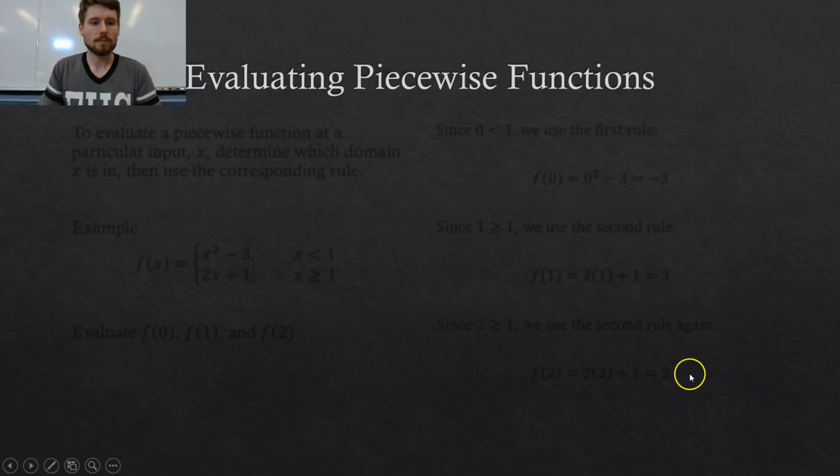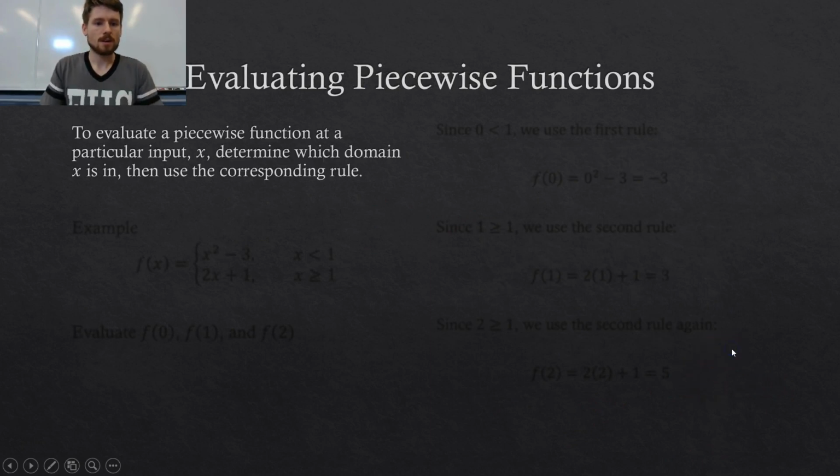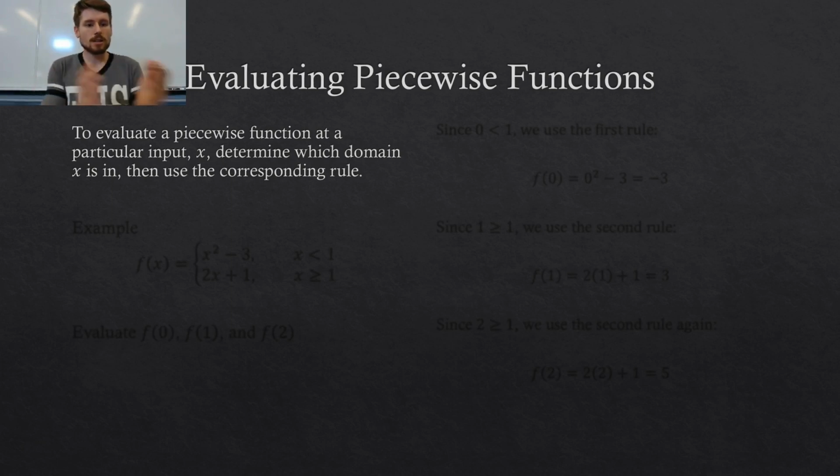All right. So let's try to evaluate some stuff. How do you evaluate piecewise functions? To evaluate a piecewise function, you determine which domain you're looking at. So you have an x, you have an input, you want to find the answer. You determine which domain this x falls into. Then you use the corresponding rule. Whatever rule is to the left of that domain, that's what you're going to use.